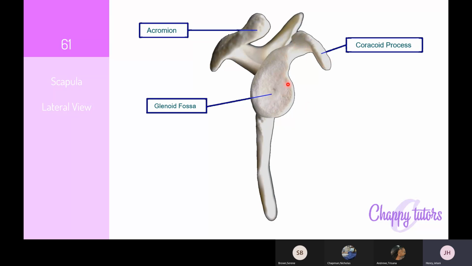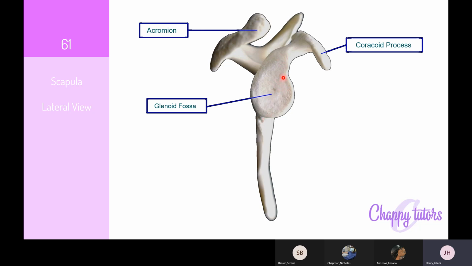This fossa right here, remember that I said a fossa is a slight depression in the bone, right? So this fossa right here is the glenoid fossa. Here is where the humerus would articulate with the scapula to form the shoulder joint or the glenohumeral joint. But we'll go through the humerus and the other bones in next class.